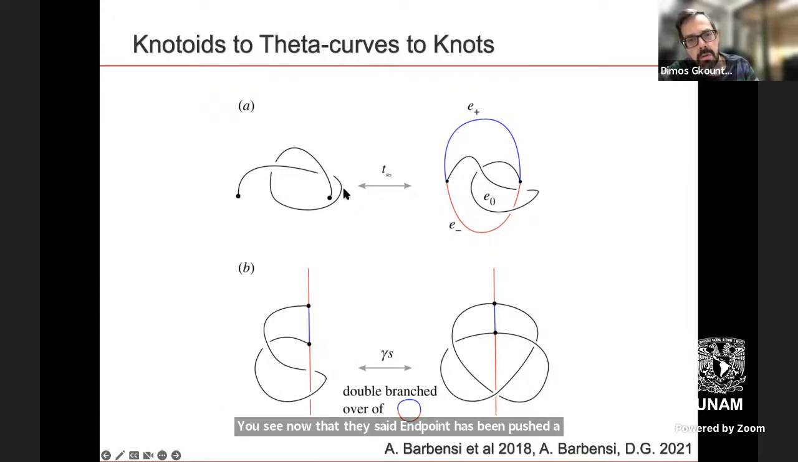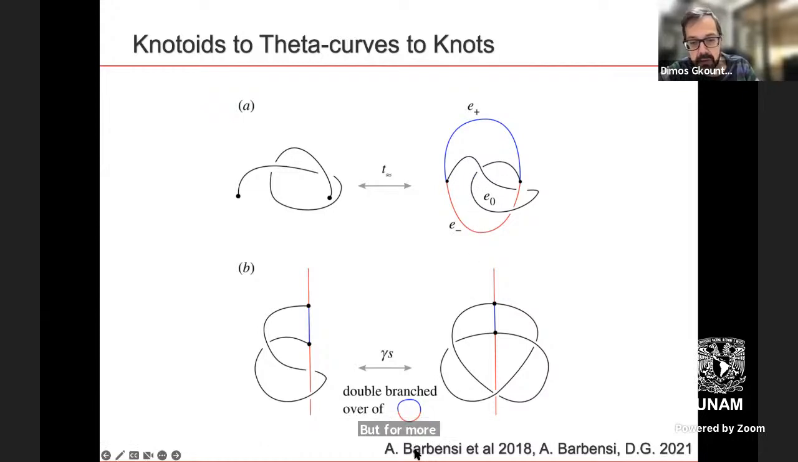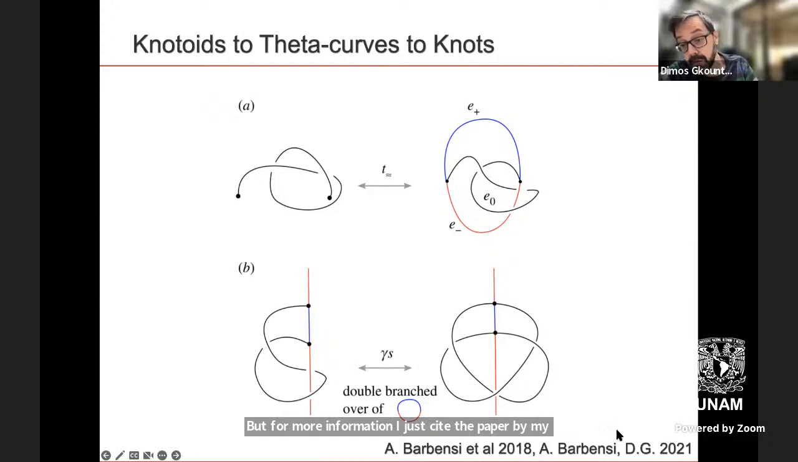There is a canonical way to go from here to here, but this is not the scope of the talk that I want to focus on. If you have a question on how we go from knottoids exactly to the theta curve, we can discuss. But for more information, I just cite the paper by my collaborator Barbensi and her collaborators in 2019 and our joint paper in 2021 for how you can go from a knottoid to a theta curve.